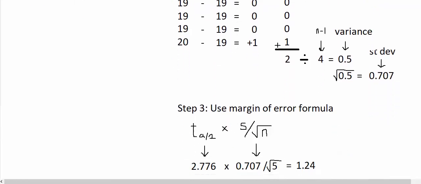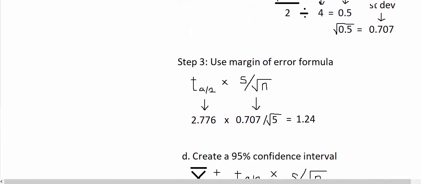So now we have all the numbers we need to plug in to get the margin of error. Our t from the t-table is this number. Our sample standard deviation s is this number, and our sample size was 5. If we do all of the work, we get 1.24. That's a 95% margin of error.